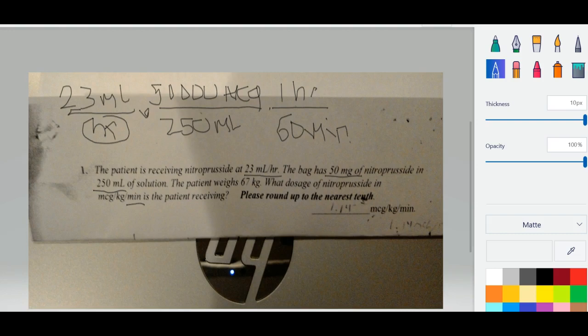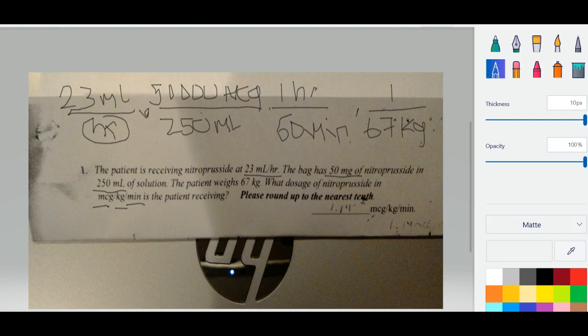And they already give us the kilograms, but we're going to add this in because the question is asking how many mics per kilo per minute. So we're going to have to put it down here, 67 kilograms. And we'll just do the 1 over that.